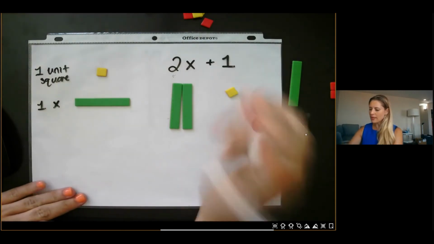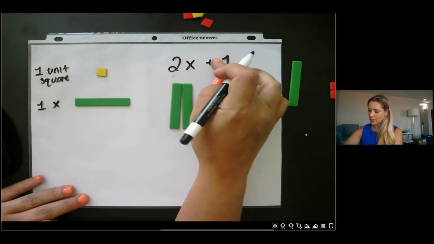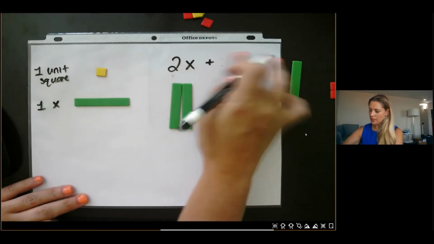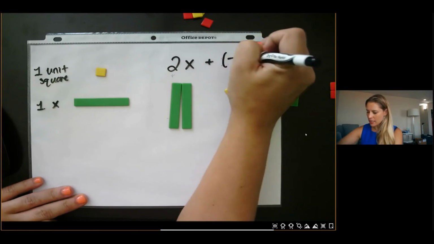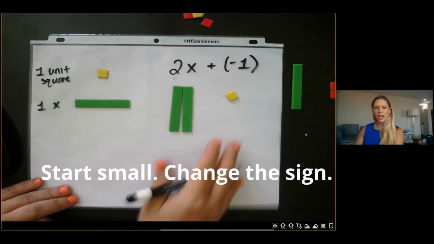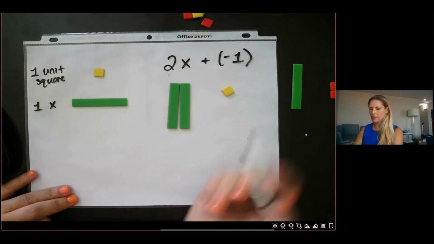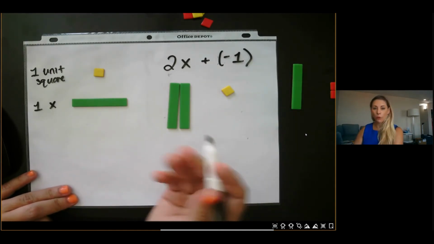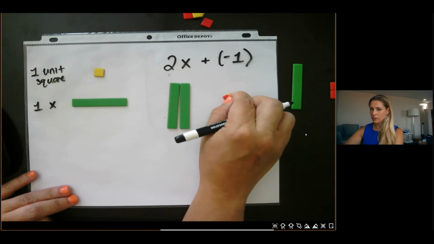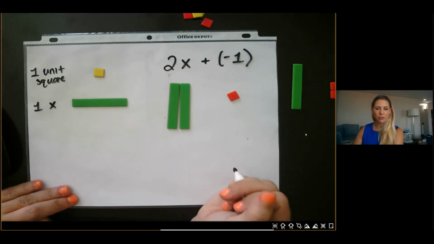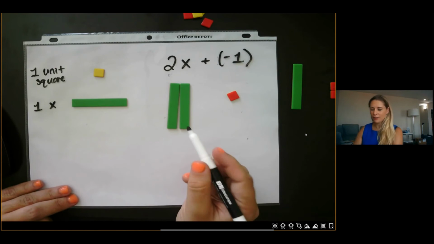Okay, so I might switch it up a little bit. I'm going to change the sign of this 1. I'm actually going to make it a negative 1. How would I change this? And I ask my students, how would I change this to now represent this equation? Hopefully what we see is all they need to do is flip that friend over. Okay, so now we've got our negative 1.